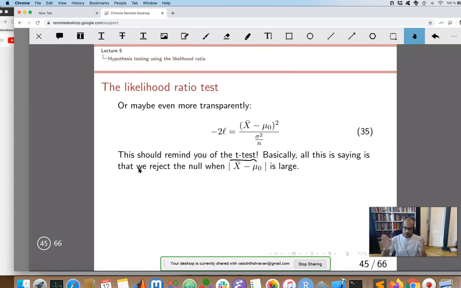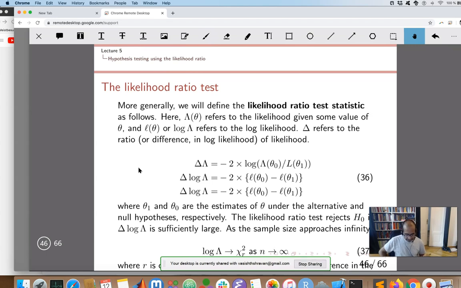Basically what this test is doing is that it's getting a statistic that represents how far away the sample mean is from the hypothesized mean. You remember the t-test? That's exactly the same test that we are doing again. It's a distance test, you know. Okay, so the likelihood ratio test actually simplifies to a very intuitive thing, which is very similar to the t-test that we had learned earlier.